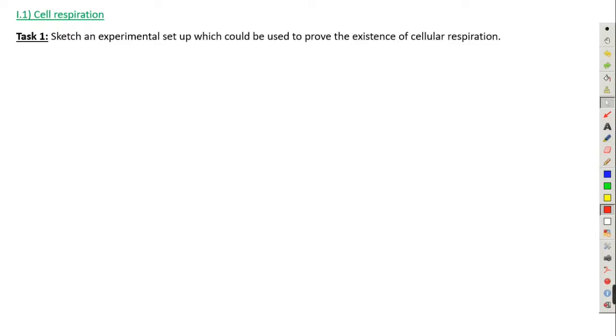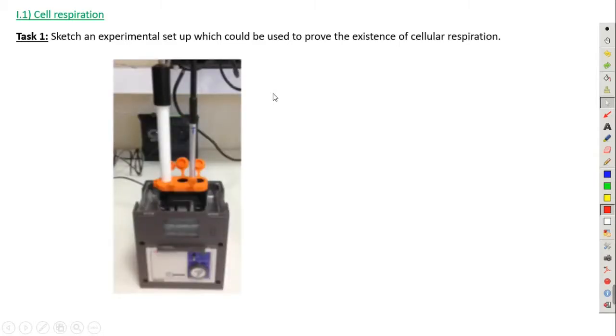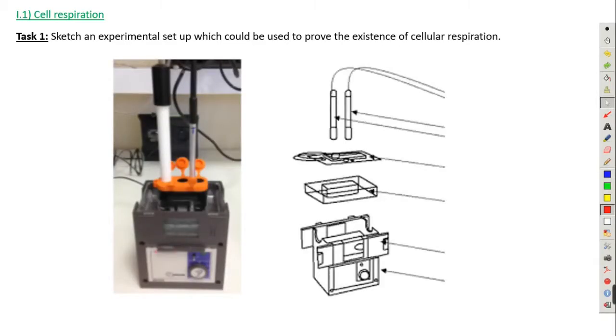1.1, cell respiration. So we're going to sketch the experiment, or an experiment, which could prove the existence of cellular respiration. We're going to need this kind of apparatus if we were to make a diagram of it. This is just a diagram of the apparatus, and on the next slide we'll do the diagram you actually need to do.